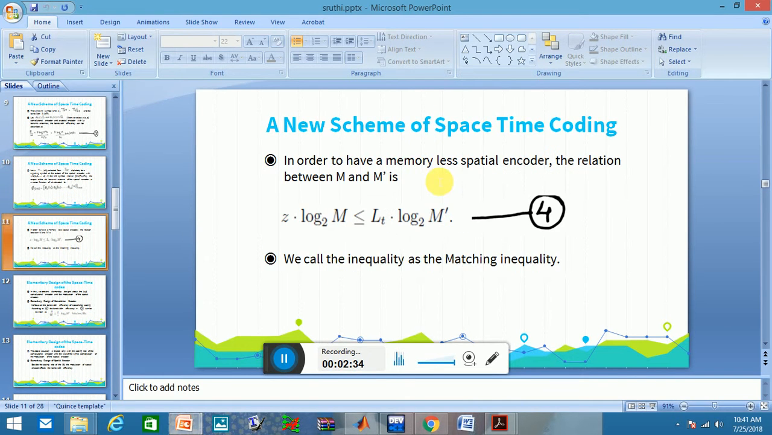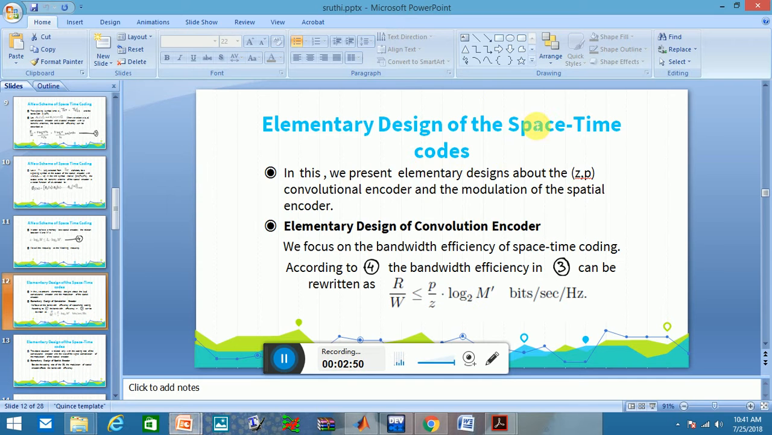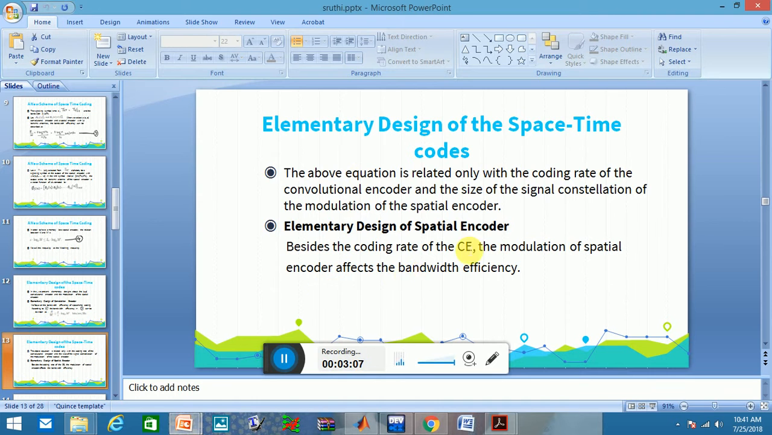Normally in the previous proposed schemes, they considered a memoryless spatial encoder. To describe that, we give a relation known as the matching inequality. In my project, I considered a memory of 1. In the elementary design of space-time coding, I have to consider both the design of the convolution encoder as well as the spatial encoder. In the elementary design of the convolution encoder, I considered my bandwidth efficiency, and in the elementary design of the spatial encoder, not only the coding rate of the convolution encoder but also the modulation of the spatial encoder will affect this.